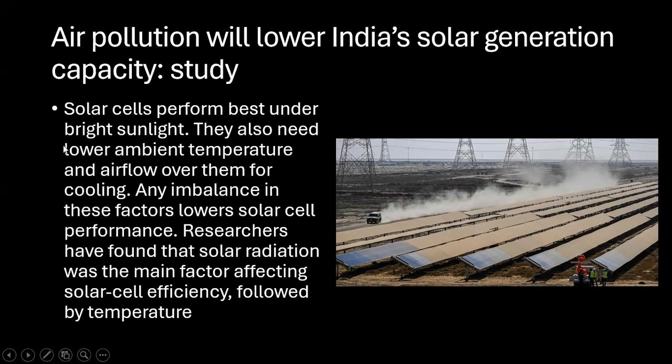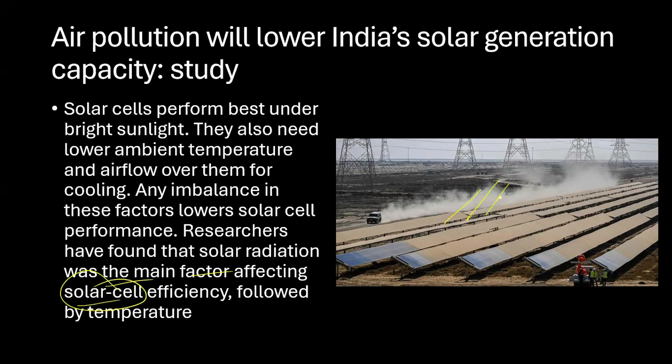Solar cells perform best under bright sunlight. They also need lower ambient temperature and airflow over them for cooling. Any imbalance in these factors lowers solar cell performance. Researchers have found that solar radiation was the main factor affecting solar cell efficiency, followed by temperature. So you can see that solar radiation is the main factor affecting the solar cell efficiency.